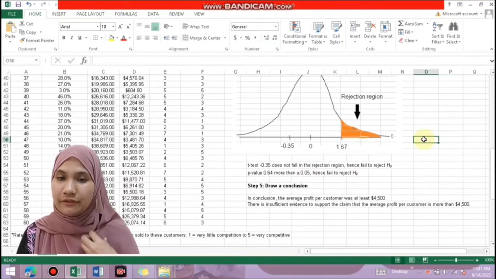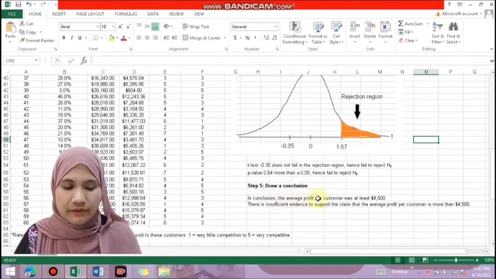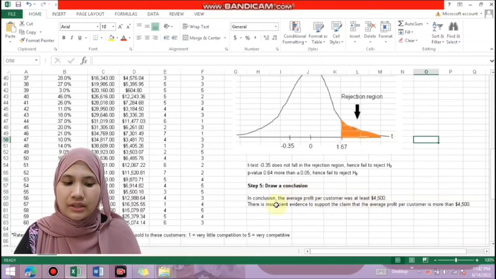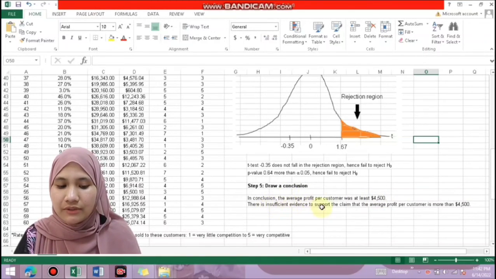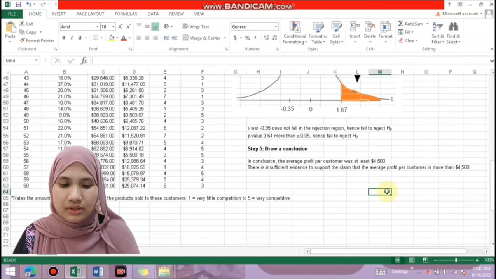Last step, step 5, we have to draw a conclusion. In conclusion, the average profit per customer was at least $4,500. So there is insufficient evidence to support the claim that the average profit per customer is more than $4,500. So that's all from me.